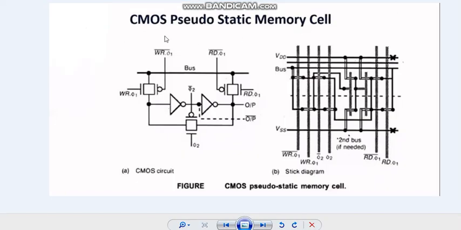Now let us go for the CMOS pseudo static memory cell. Previously we have seen an NMOS one. Now let us see the CMOS pseudo static memory cell here.